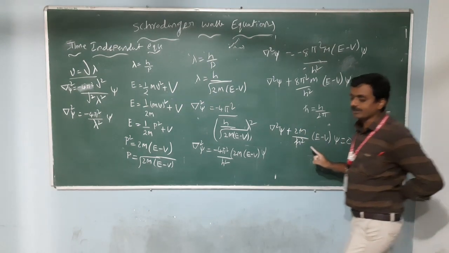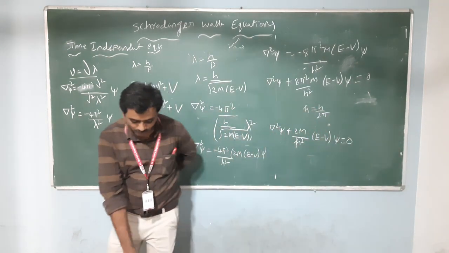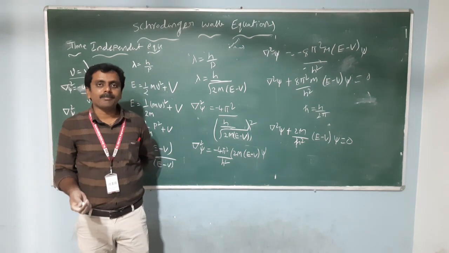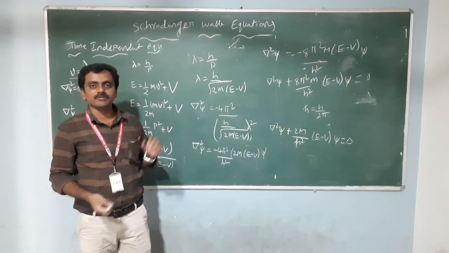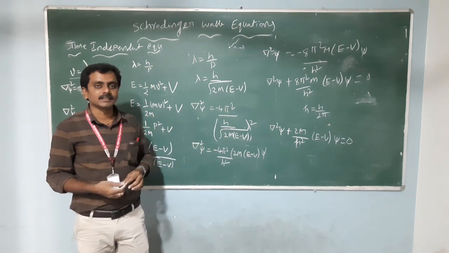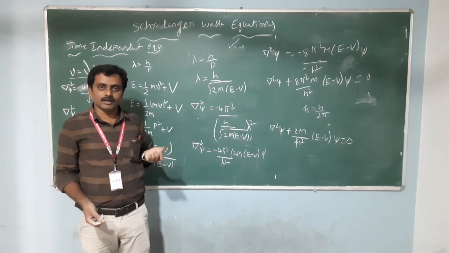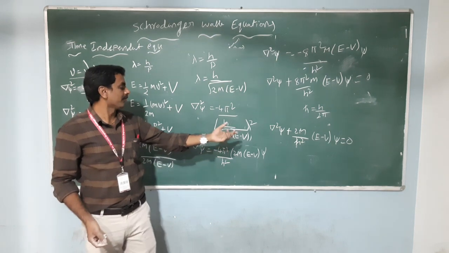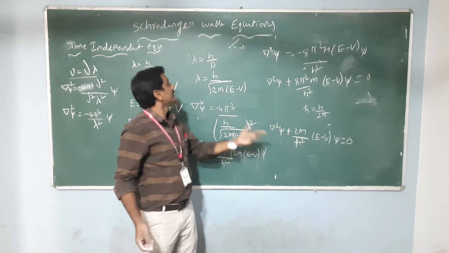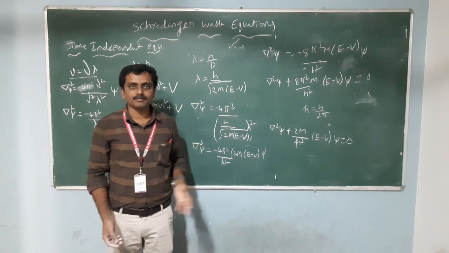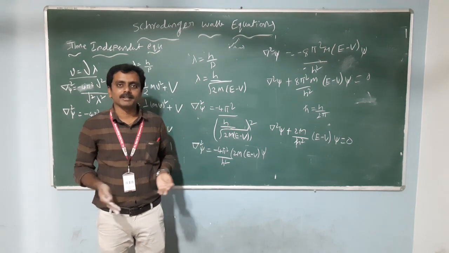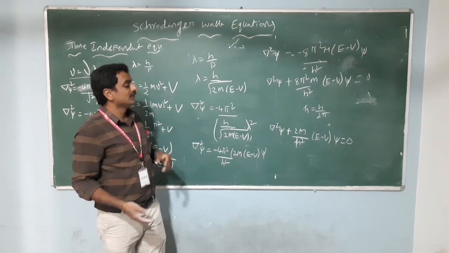By using this simplified Schrodinger equation, we can explain the motion of a particle in a box. Particle in a box is the application of the Schrodinger wave equation, and it is nothing but an electron inside the atom. That means by using this equation, we can explain the motion of an electron or other small, micro particles. So this is about the Schrodinger wave equation.